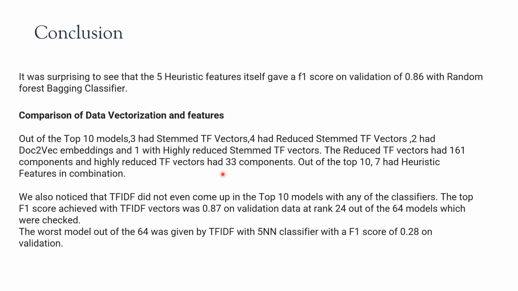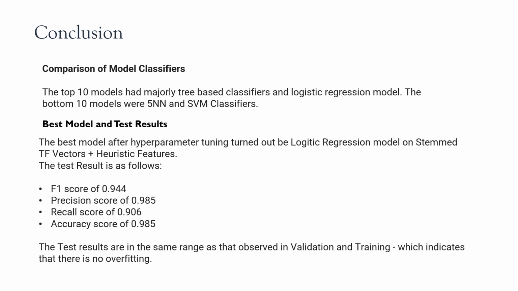The worst model out of the 64 was given by TF-IDF with 500 classifier with an F1 score of 0.28 on validation data. Now comparing the model classifiers, the top 10 models had majorly tree-based classifiers and logistic regression models. The bottom models were KNN and SVM classifiers.